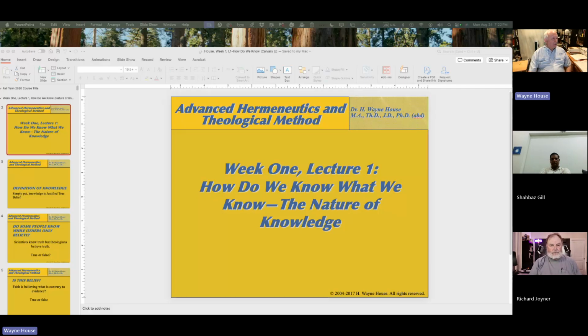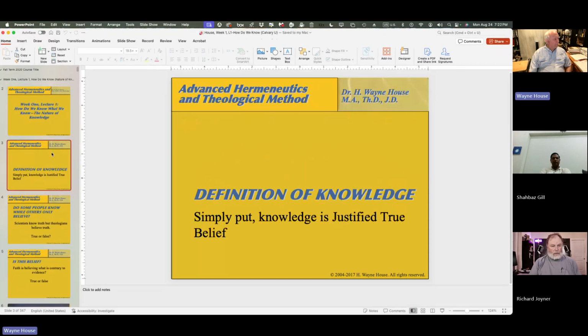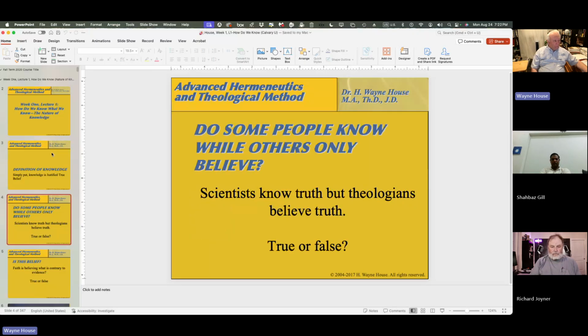So let's start moving through this. Simply put, knowledge is justified true belief. Now that I want you to understand. All three portions are necessary for knowledge. Belief is a part of it. And so people who claim to know everything really believe something. So we're going to discuss that question. Do some people know while others only believe? Scientists know truth, but theologians believe truth.